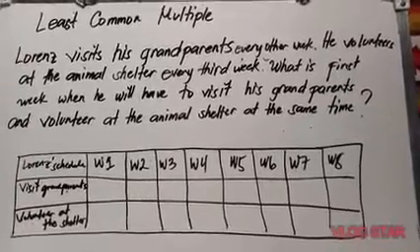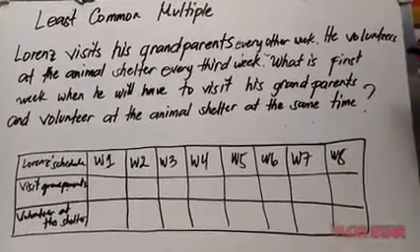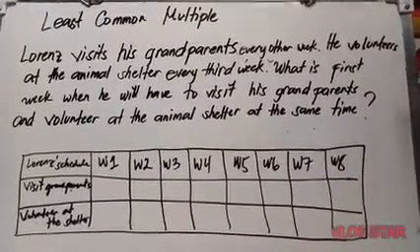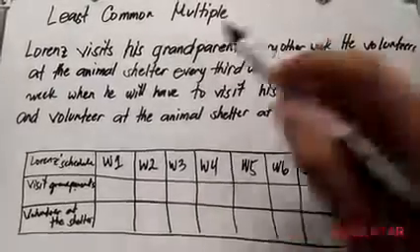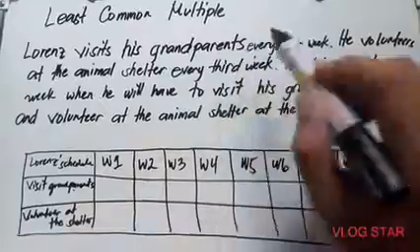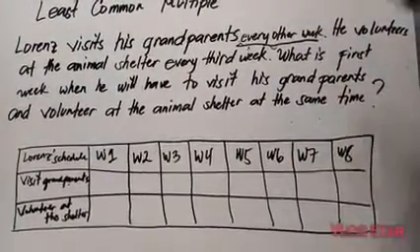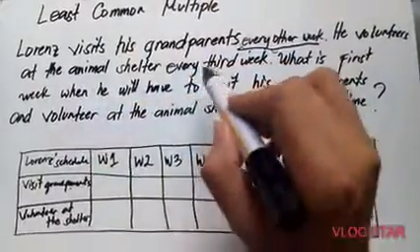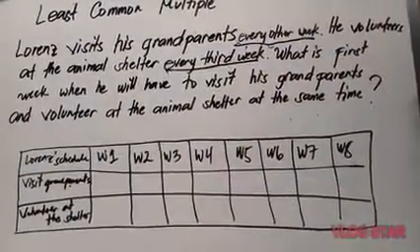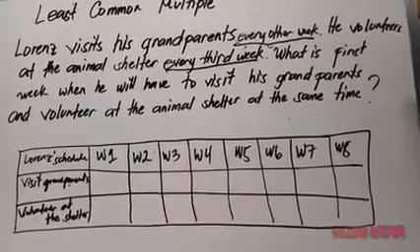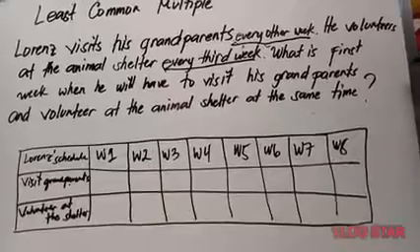So we have here a word problem that is related to least common multiple, or we can use least common multiple in answering this problem. So Lawrence visits his grandparents every other week. It means every 2 weeks. He volunteers at the animal shelter every third week. So what is the first week when he will have to visit his grandparents and volunteer at the animal shelter?